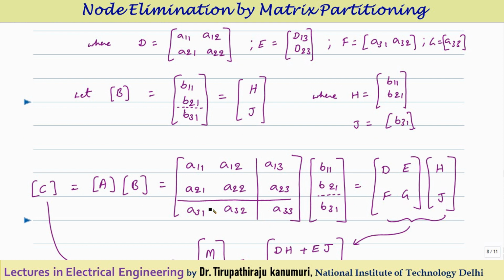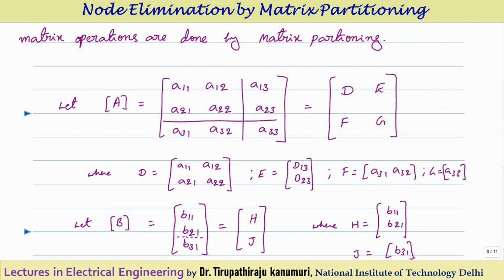So let us assume I am partitioning like this. I am partitioning this as 2 blocks and 1 block. Here, 2 blocks and 1 block. This partitioning I have just represented above. So this A is partitioned into 4 submatrices, those matrices are D, E, F and G. D is a 2 cross 2 matrix, E is a 2 cross 1 matrix, F is a 1 cross 2 matrix and G is a 1 cross 1 matrix.